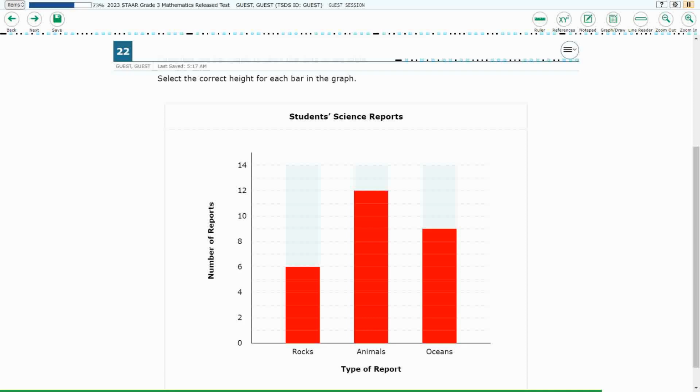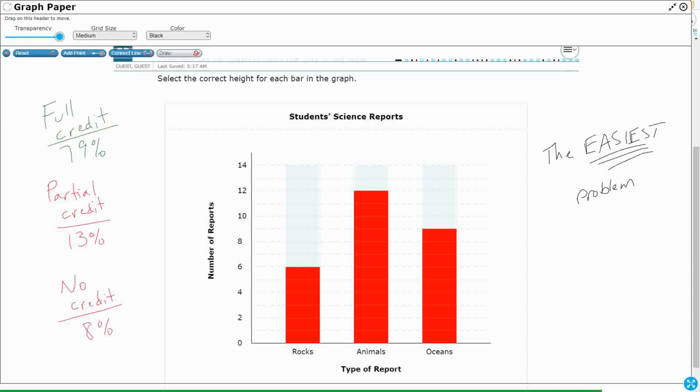Let's see how we did across the state of Texas. Well, we finally found the number one easiest problem on the entire test. Maybe they would have made it a little bit more difficult if they would have made us interpret tally marks, but they gave us the numbers, and all you had to do is click on the bar graphs to build your own bar graph.